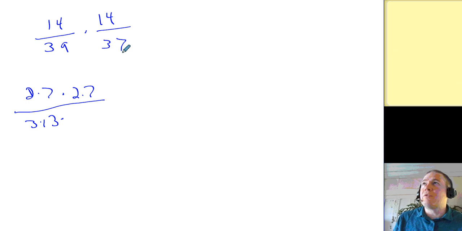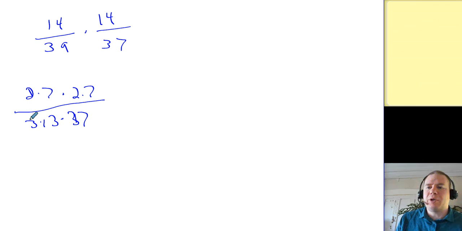3, 5, 7, 11. It's not a multiple of 11. Not a multiple of 13. 39 is a multiple of 13. And we've pretty much exhausted all of the prime factors that could go in without going over the top. Right? So it turns out 37 is a prime number.